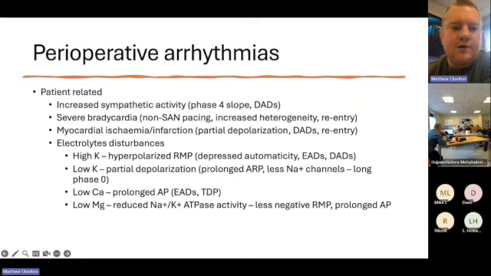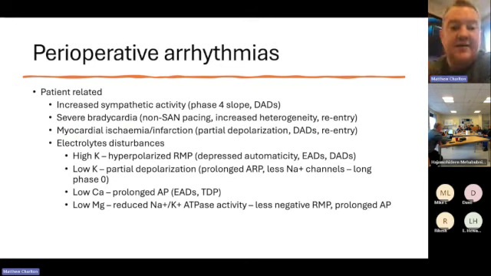Okay, we won't talk in a lot of detail about this, but essentially just thinking a bit about perioperative arrhythmias. They can either be patient related or pharmacological related, in terms of things that we do from an anesthetic point of view. This really is just a description of what the patient related complication is and which bit of the slope it affects, because again, that makes you understand how you're going to treat it. So we've already mentioned that if you've got increased sympathetic activity, that alters the slope of phase 4. So there are things we can do about that.